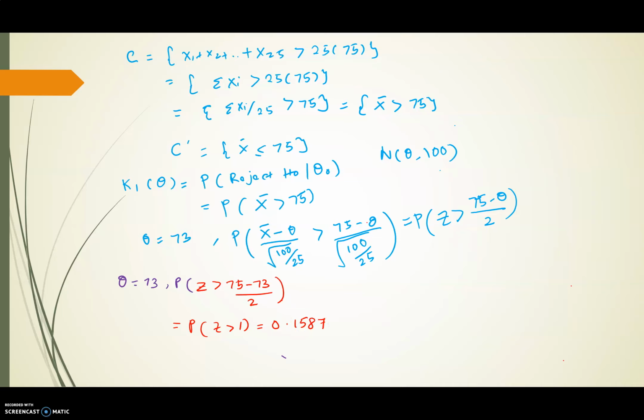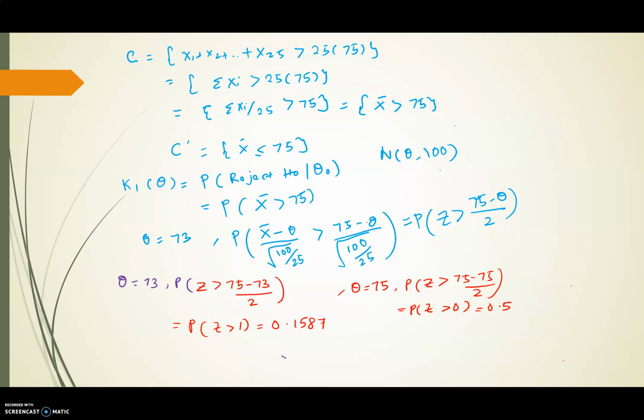Then we compute theta equals 75. The same thing: the probability Z greater than 75 minus 75 divided by 2, so the probability Z greater than 0. It gives us 0.5.